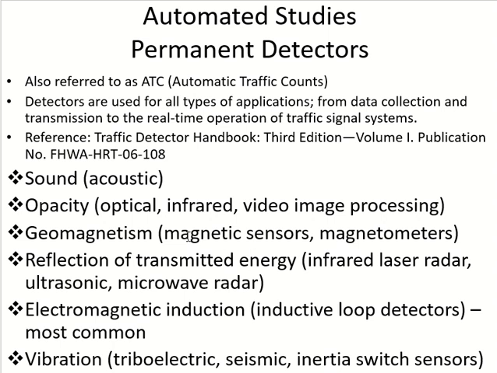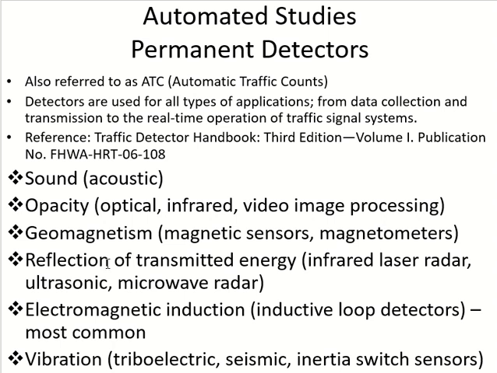Then we have geomagnetic detectors, which work on magnetic sensors or magnetometers. So we have one at one end of the road, the other at the other end of the road, and they create a magnetic field between them, a very thin, very weak magnetic field so as not to disturb the flow. When the car passes, the field is broken, and the detector counts for how long and how many times the field was broken.